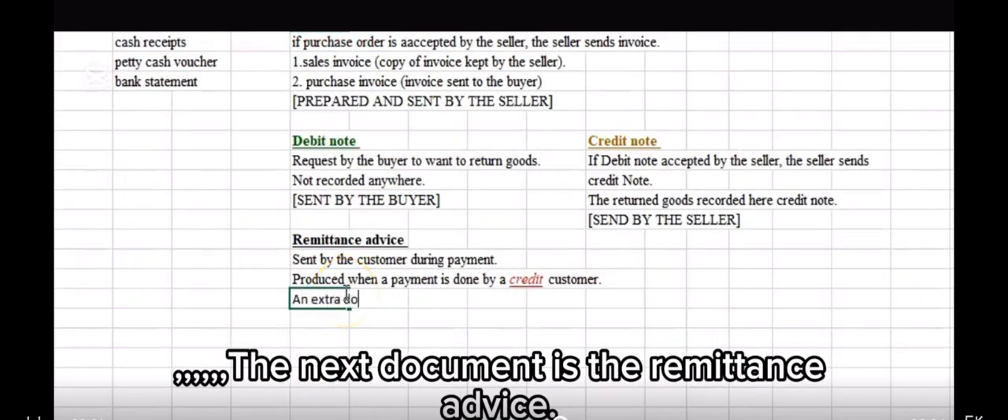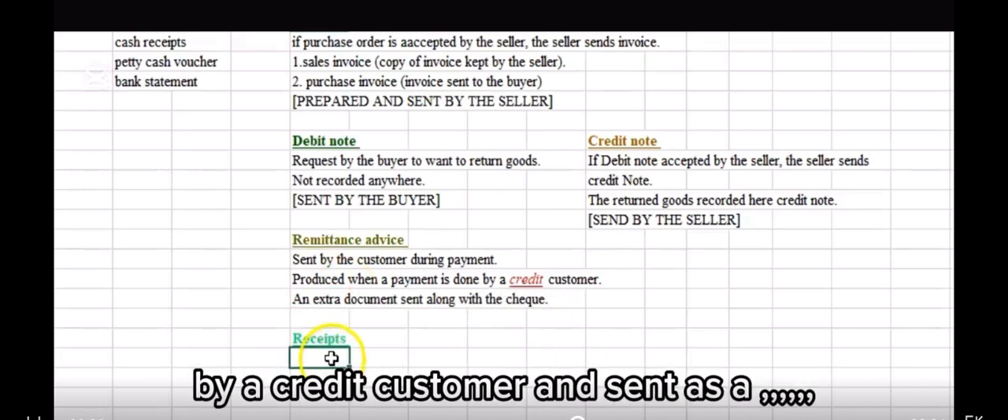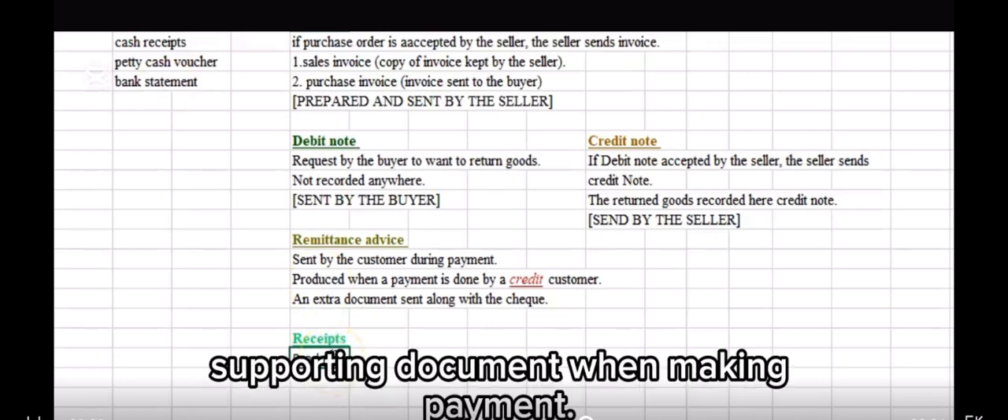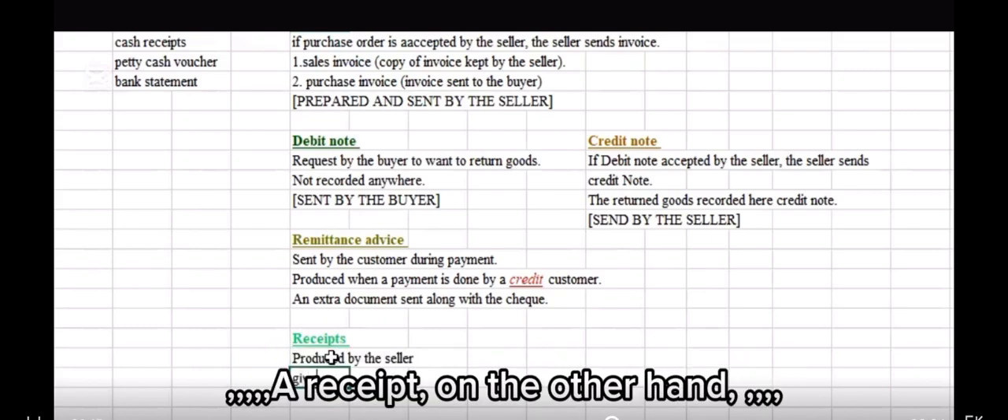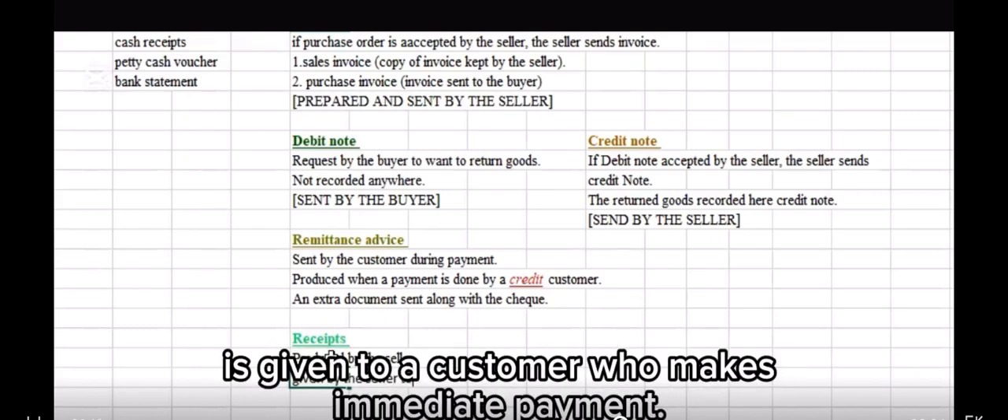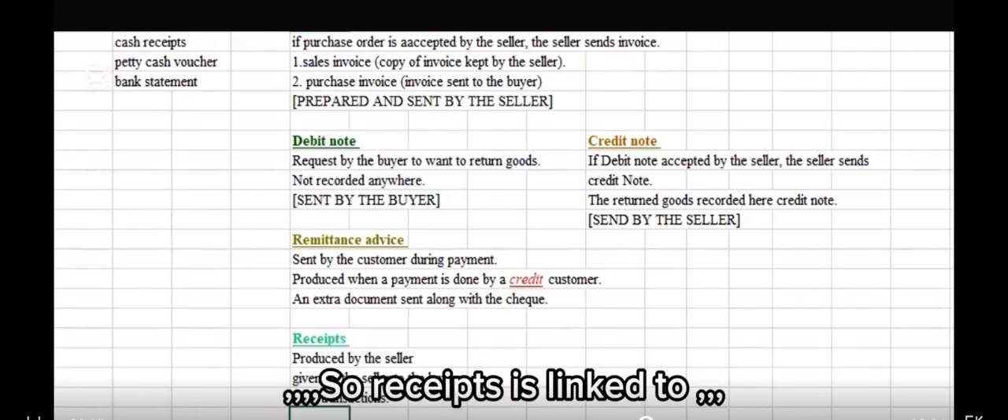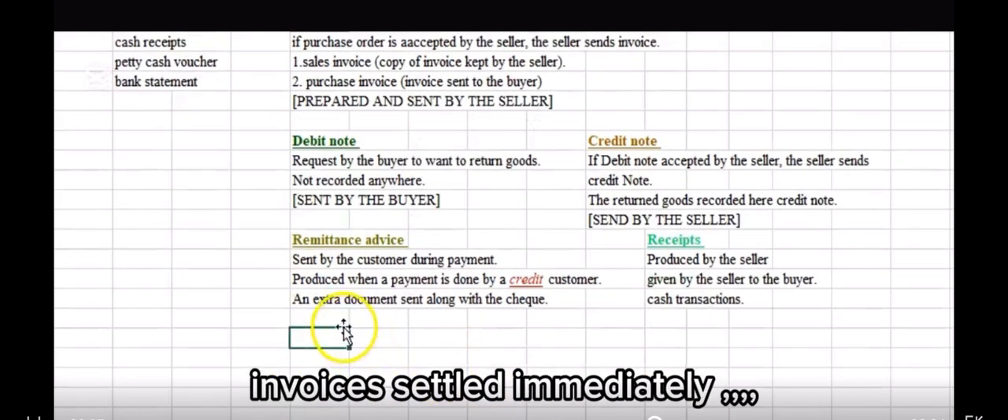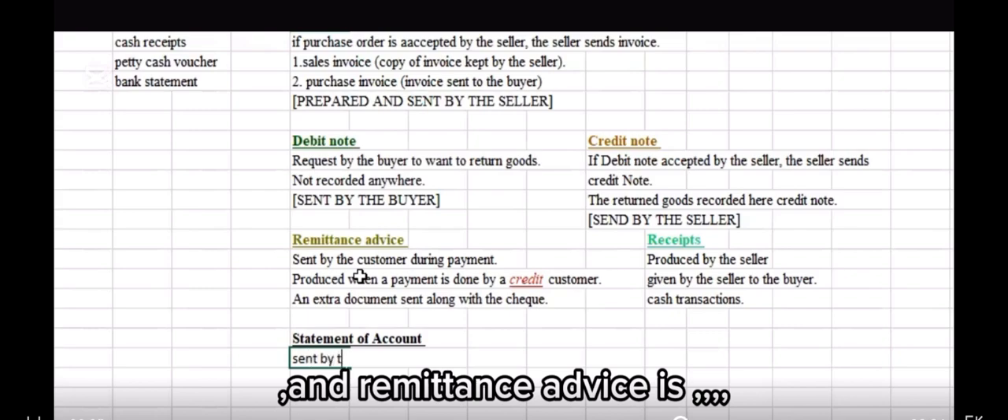The next document is the remittance advice. This document is prepared by a credit customer and sent as a supporting document when making payment. It mentions which transaction the payment relates to. A receipt, on the other hand, is given to a customer who makes immediate payment. It is used for cash transactions, not credit. So receipts are linked to invoices settled immediately, also known as cash transactions, and remittance advice is linked to payments for credit sales.